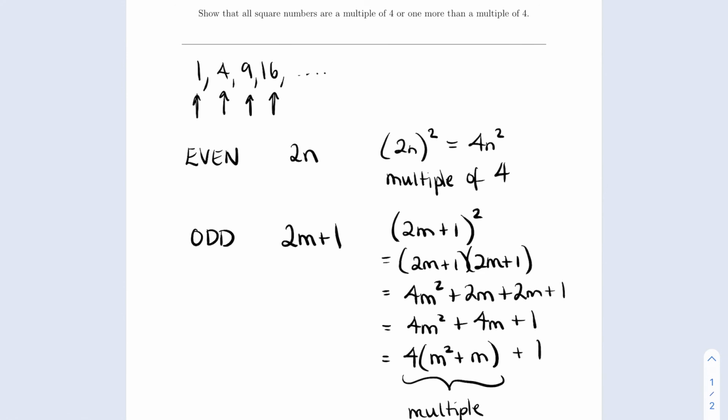Incidentally, all square numbers are also a multiple of 3 or one more than a multiple of 3, but there are more cases to consider in that example.